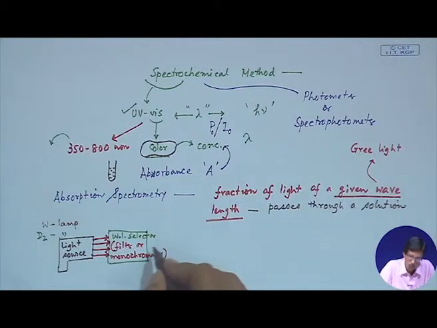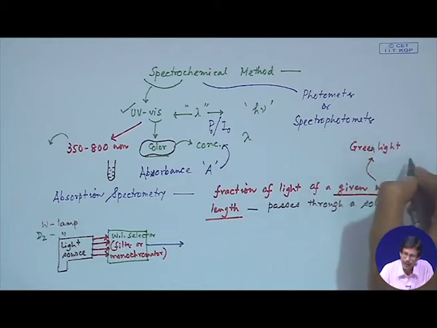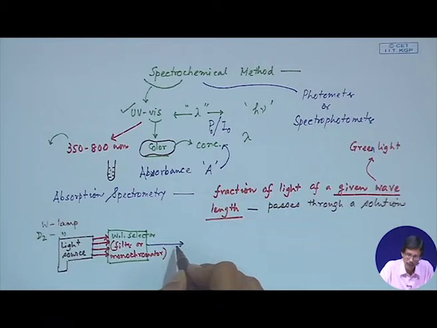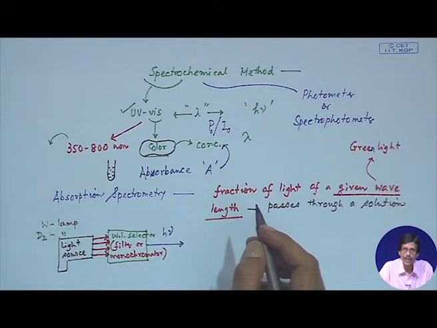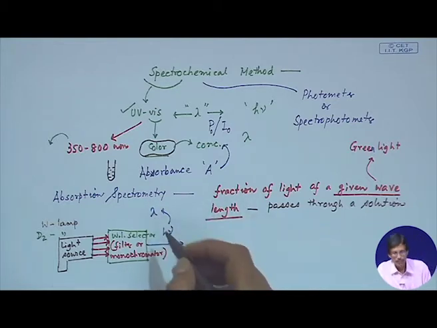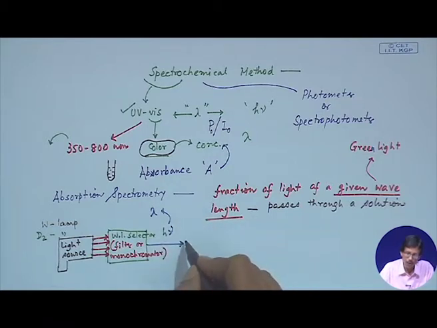That means one particular wavelength will come out from there, and if we use a green filter, the wavelength of light corresponding to the green color of the radiation will pass out to the solution. So, we should also be able to know the corresponding energy in terms of h nu or the lambda value for that particular wavelength. So, this is basically the selection of a particular wavelength which can fall on a particular solution.